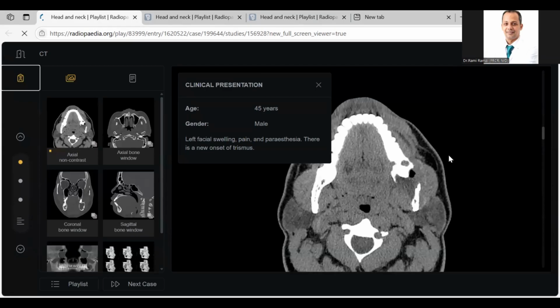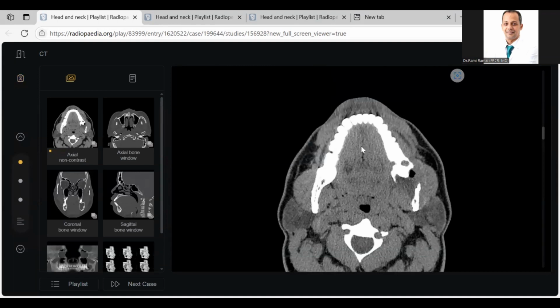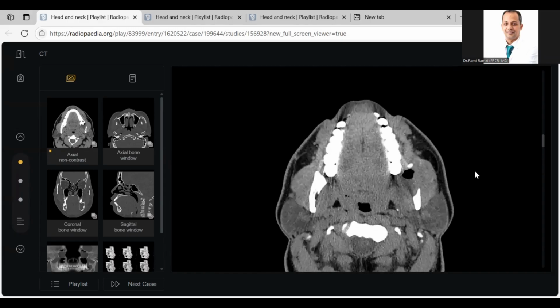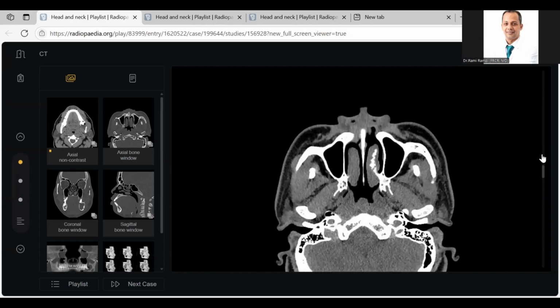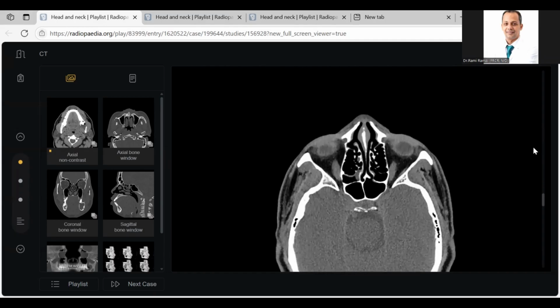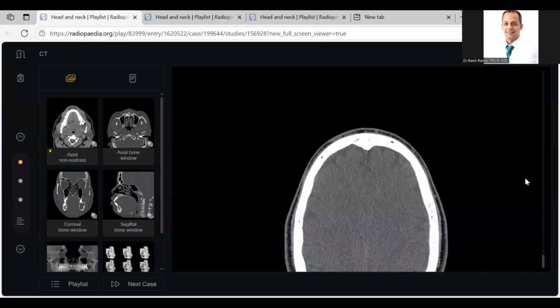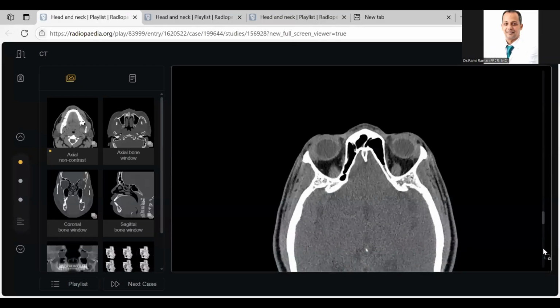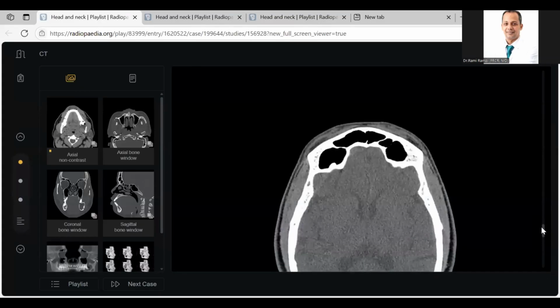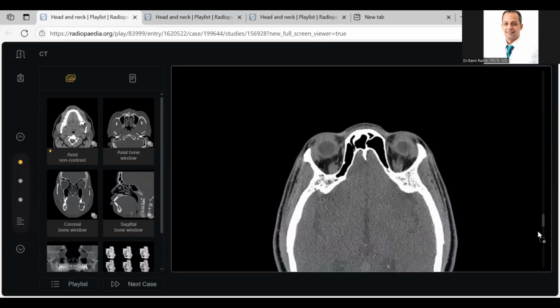55-year-old with pain, left facial swelling, pain, and paralysis. Here I am presented with the non-contrast CT scan images, soft tissue window, axial sections. Here I am scrolling through the whole set of the images, and then I will quickly communicate my finding.